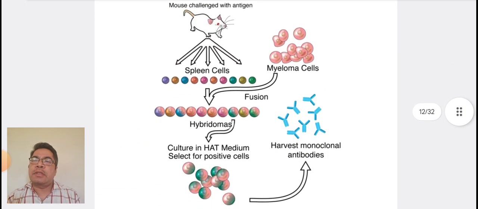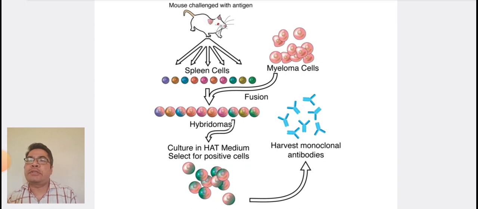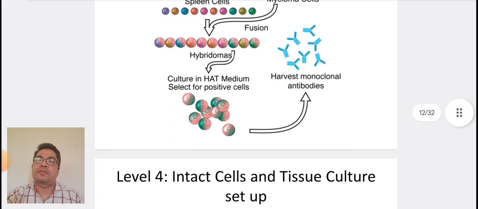In this diagram, there is a mouse which is challenged with the antigen, and from the mouse, spleen cells are extracted. Then the spleen cells are fused with myeloma cells to form hybridoma cells, which later yield harvested monoclonal antibodies.